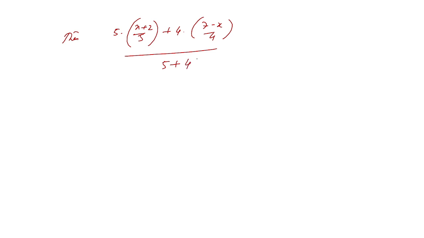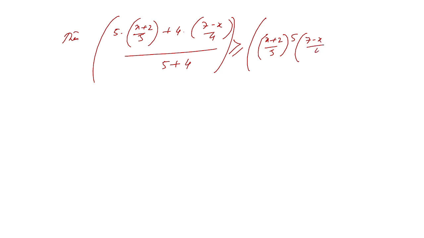Then we apply weighted arithmetic mean greater than or equal to weighted geometric mean. So what are the numbers? (5 into (x+2)/5 plus 4 into (7-x)/4) divided by (5 plus 4) is the weighted arithmetic mean, which is greater than or equal to the weighted geometric mean, ((x+2)/5)^5 times ((7-x)/4)^4, whole to the power 1/(5+4).